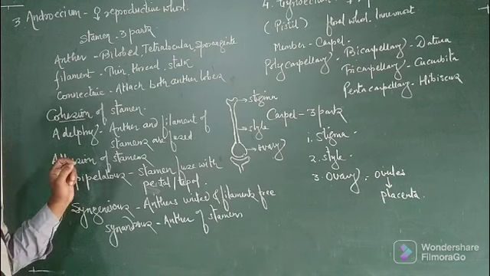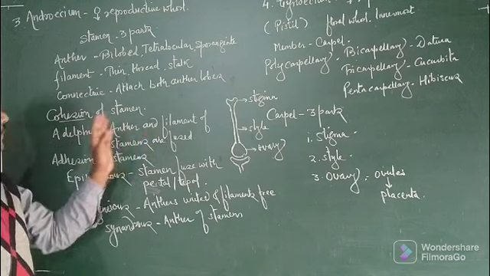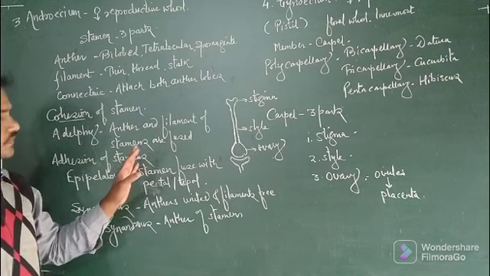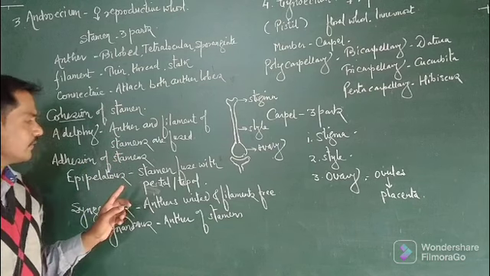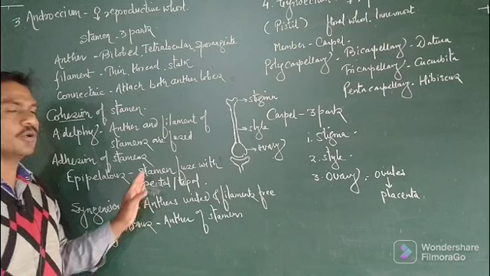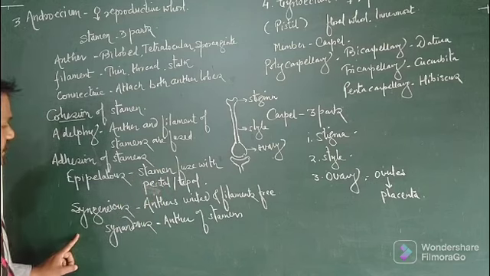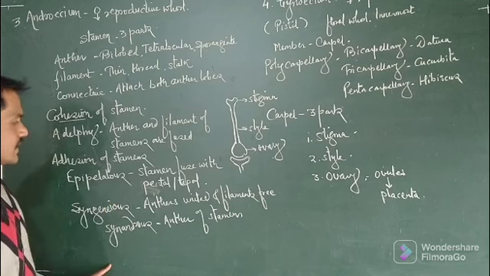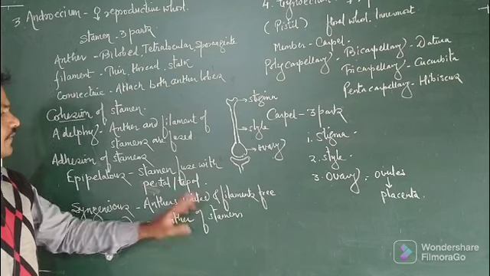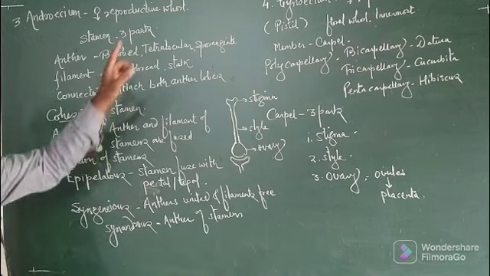One condition is adelphous, where anther and filament, both parts of the stamens, are fused. Adhesion of stamen: here the epipetalous condition is there, where stamens fuse with the petal or the tepal. Then syngenesious and synandrous conditions: in syngenesious, anthers are united and filaments are free. In synandrous, anthers and filaments both are fused.